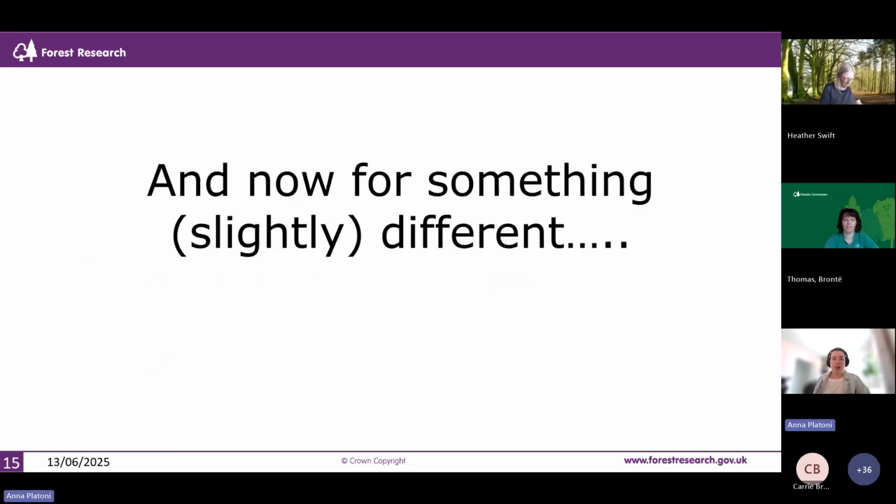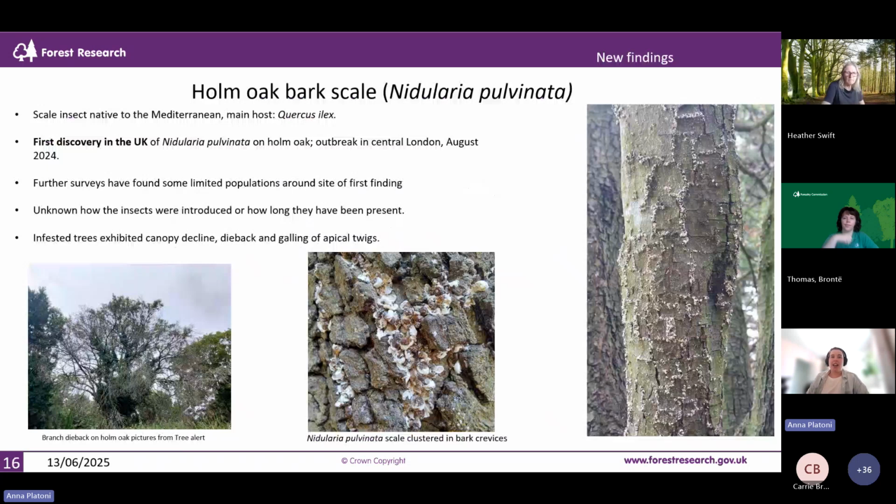And now, because Bronte very kindly gave me a long slot, I wonder if you'd indulge me, and we'll look at something slightly different, though this is still a Hemipteran pest. So this is the Holm oak bark scale, which will forever, at least in my mind, be quite linked to the plane lace bug, because we discovered them on the same day in London.